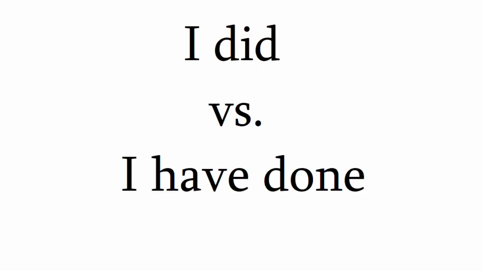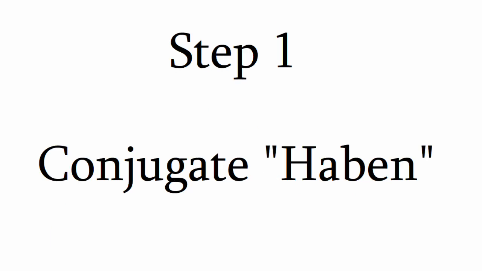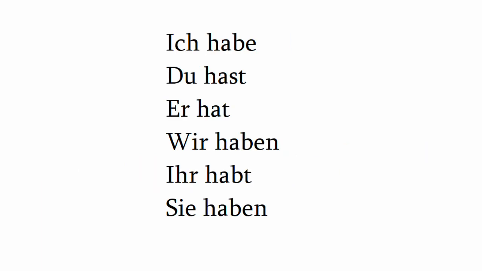The last verb tense we're going to be talking about today is the past perfect tense. The perfect tense represents something that you did sometime in the past, whether it be a week ago or years ago, while preterite is used more for recent events. It's basically the same in English, like I did versus I have done. I did is in the preterite form, while I have done is in the perfect form. The first step is pretty simple. Just conjugate the word haben, which means to have, in the present tense. So we get ich habe, du hast, er hat, wir haben, ihr habt, und sie haben.